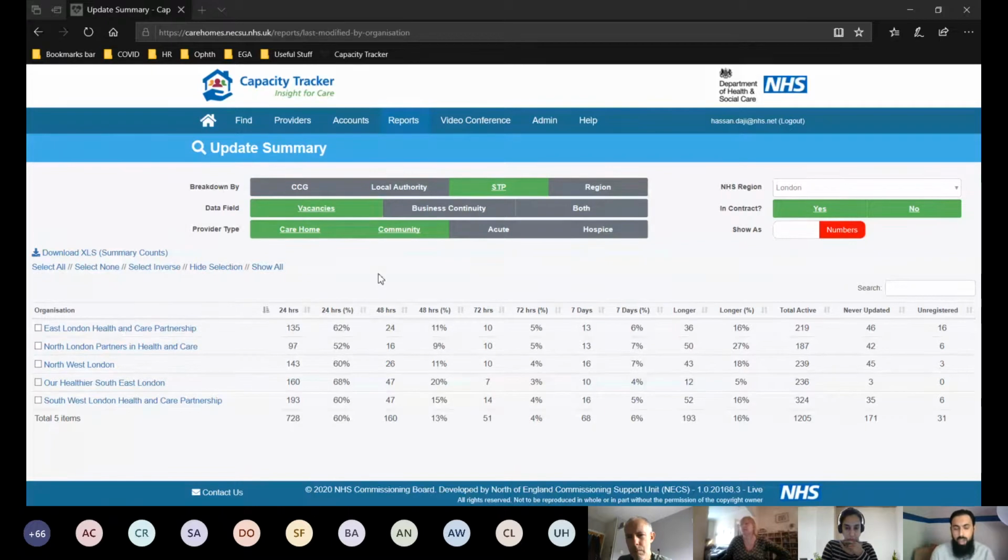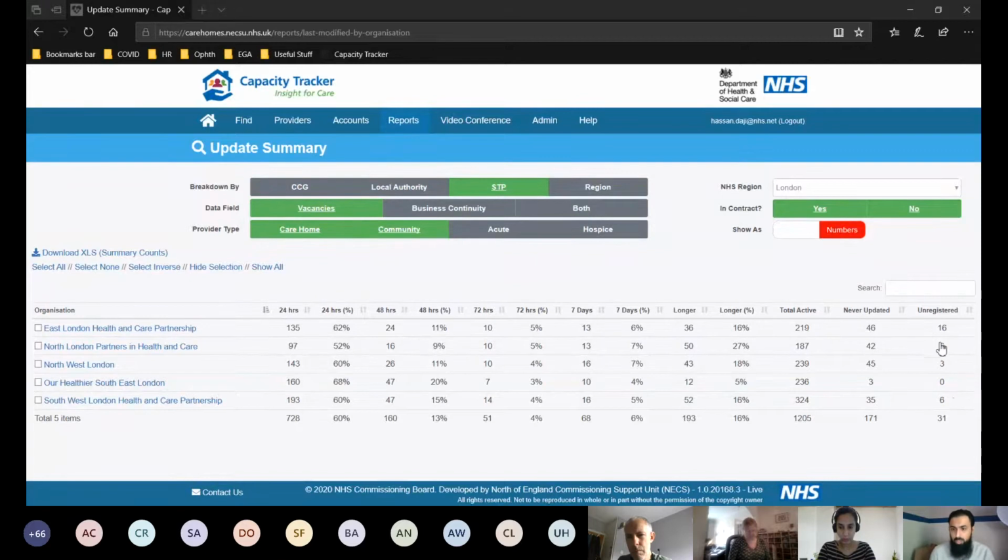Just to reiterate, the ask is that Capacity Tracker needs to be updated every single day. So 24 hours is the number we should be looking for. And actually, this number has gone up quite dramatically over the last couple of weeks for London. We were much lower. So it is increasing, but we're still lower than what we would hope to have in London. And as a region, we're actually lagging behind some of the other regions, and that's been highlighted at a national level as well. So the focus should be 24 hours, all care homes updating.